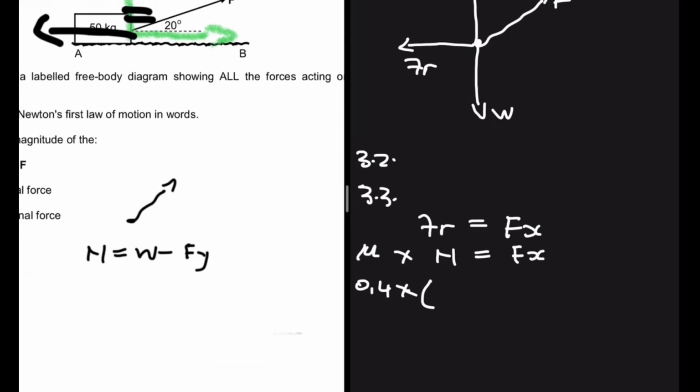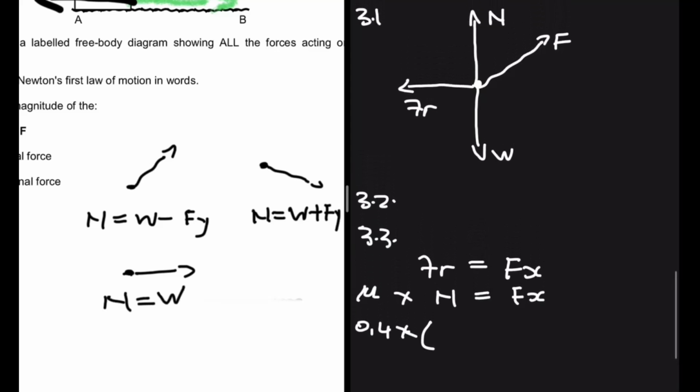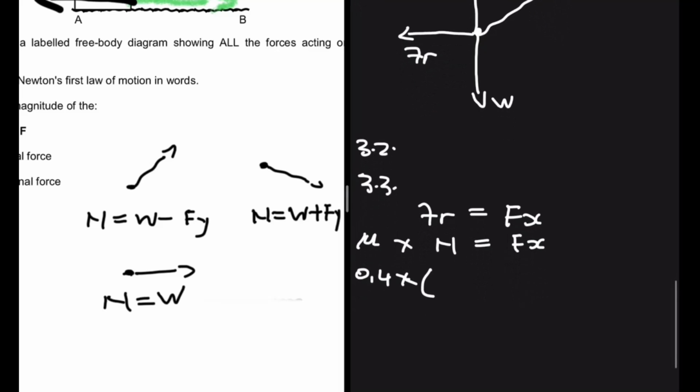And then if you have a force that is pointing down, then the normal force is going to be the weight plus the y component of that force. And then if your force is not at an angle and it is just horizontal, then you just have the normal force being equal to the weight, right? So here we have a force that is pointing up, so the normal force is supposed to be the weight minus the y component of our applied force, right? And this will be equal to the x component of the applied force.